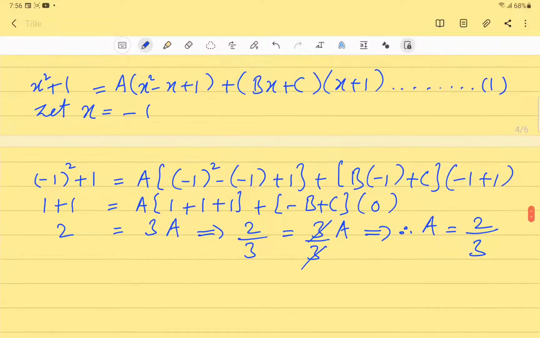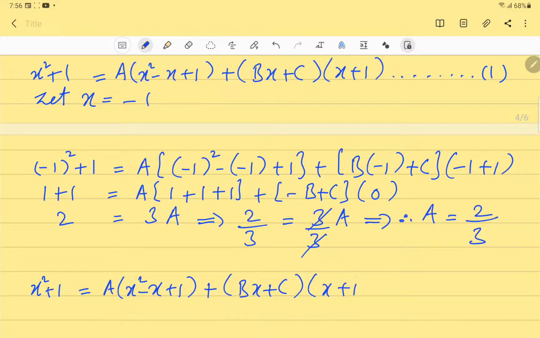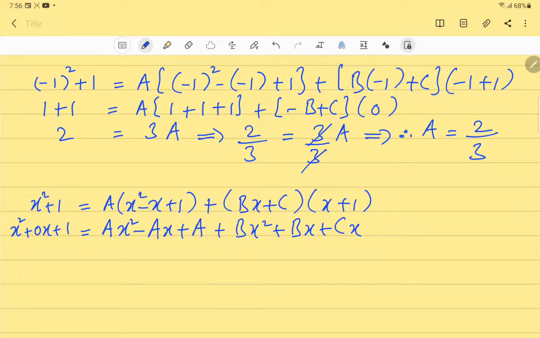Now we will solve the equation because there is no other value of x that we can assume to find the values of the remaining constants, which are b and c. So let's write down the equation one more time. X squared plus 1 is equal to a into x squared minus x plus 1 plus bx plus c into x plus 1. Here we can write it like x squared plus 0x plus 1 because we don't have any x term, so we will write it as 0x. Ax squared minus ax plus a plus bx squared plus bx plus cx plus c.